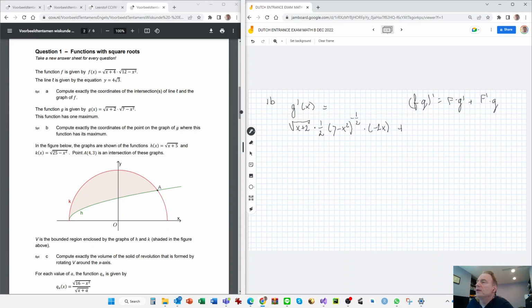And now I take the derivative of the first function. It's 1/2 times x plus 2 to the power minus 1/2, then times the derivative of x, which is just 1, and then I still need to multiply it by the second function here, which is 7 minus x squared, and we have to set that to 0.